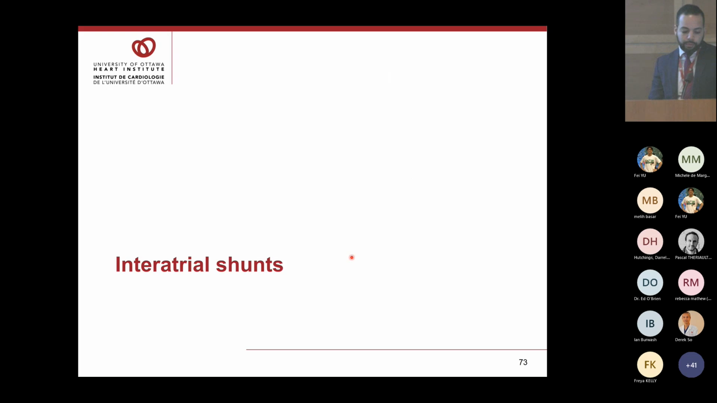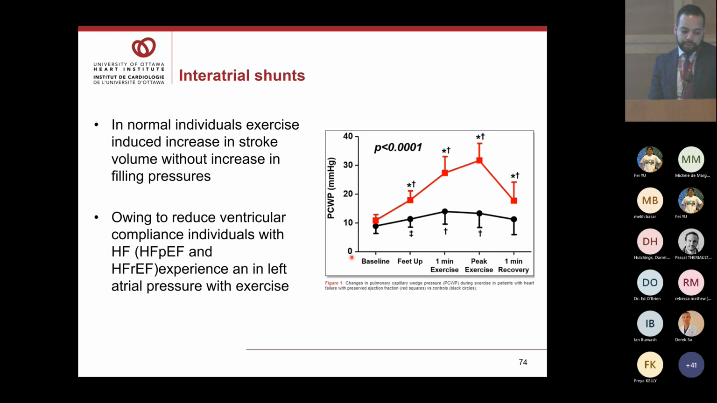Next, I'll move on to interatrial shunts, which we've been heavily involved with here. So the idea with interatrial shunts is that when healthy individuals exercise, you can increase your stroke volume without increasing your filling pressures. But in patients with compliance issues, whether they have HFrEF or HFpEF, their left atrial pressure goes up when they exercise. And we see this pretty remarkably, even when patients put their feet up in the cath lab, that their left atrial pressures go up by sometimes 5 and 10 millimeters of mercury just from having their feet up, let alone when they exercise.